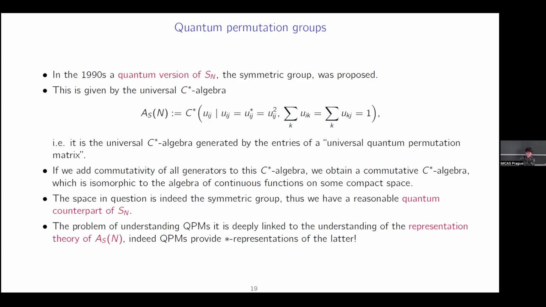So if we add the commutativity of all of the generators to this C-star algebra, we obtain a commutative C-star algebra which is isomorphic to the algebra of continuous functions on some compact space. The space in question is indeed the symmetric group. So we have a reasonable quantum counterpart of S_n starting from this reasoning. So the problem of understanding quantum permutation matrices can be linked to the understanding of the representation theory of this universal C-star algebra defined in terms of these elements u_ij. Quantum permutation matrices are indeed star representations of the latter. So this was just a little bit to tell you how one can move from quantum permutation matrices to the theory of compact matrix quantum groups.